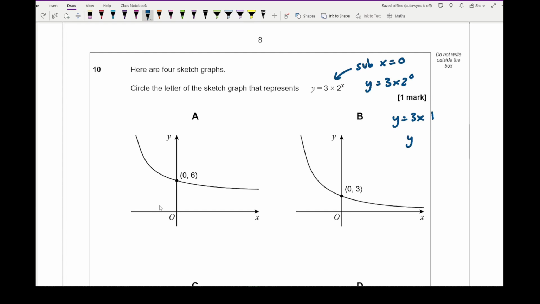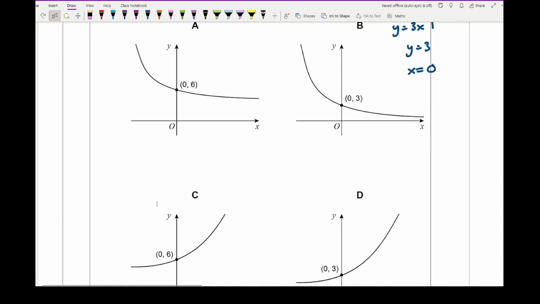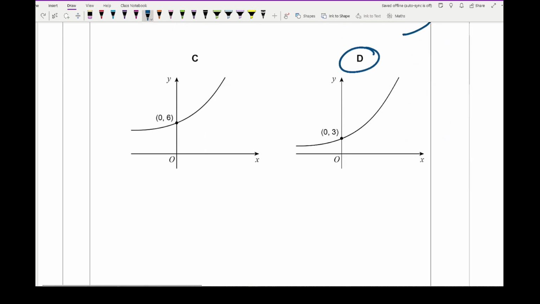So I'm looking for a y ordinate of 3 and an x ordinate of 0, and I'm also looking for the right shape of graph. So it's either going to be B or D. And with this, we're looking for a graph that goes in this shape. So the answer I want to circle is going to be D.